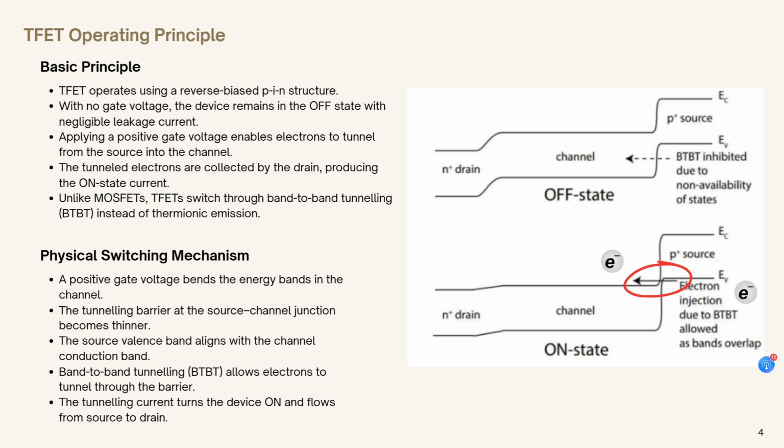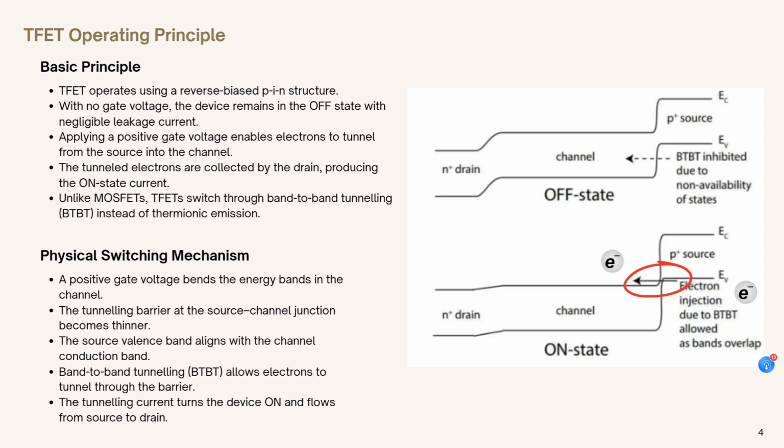This is the fundamental difference between a TFET and a MOSFET. A MOSFET requires electrons to gain enough thermal energy to cross the energy barrier. In contrast, a TFET allows electrons to tunnel through the barrier using quantum mechanical tunneling. Because the switching process is no longer limited by thermionic emission, TFETs can achieve a subthreshold swing below 60 mV per decade, making them highly suitable for ultra-low power electronics applications.